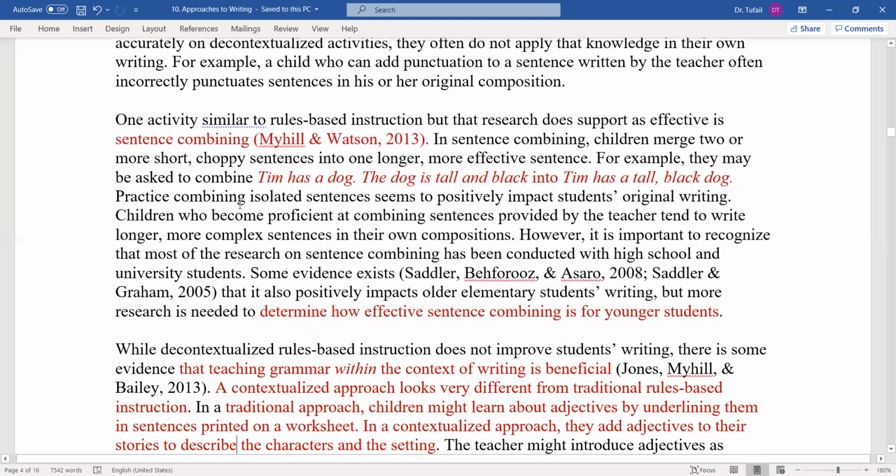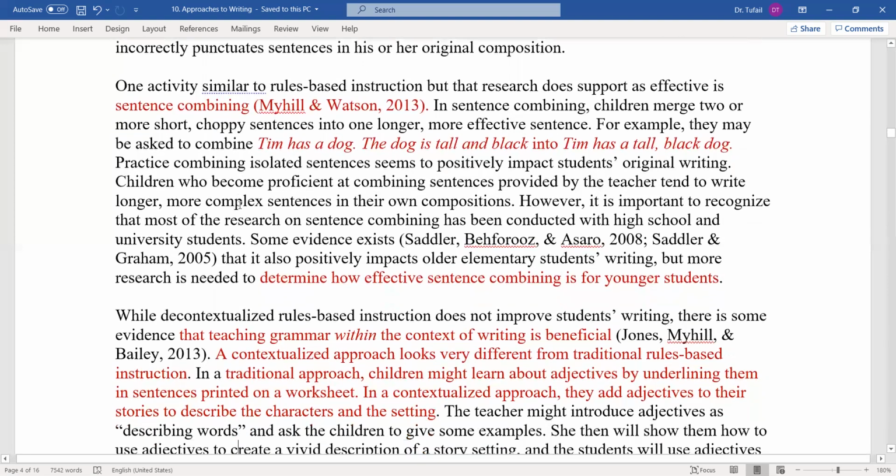Actually, the much criticism is that in this type of writing, the rules are decontextualized instruction. They don't improve students' writing. There is just some evidence that teaching grammar within the context of writing is beneficial. It means whatever grammar you want to teach, it should be contextualized and within context, not out of context, alone in separate sentences.